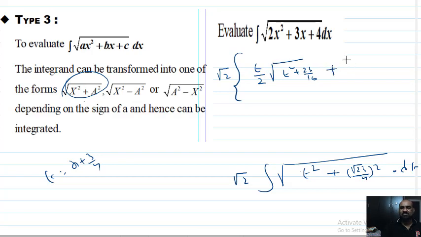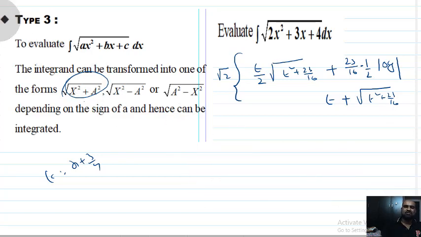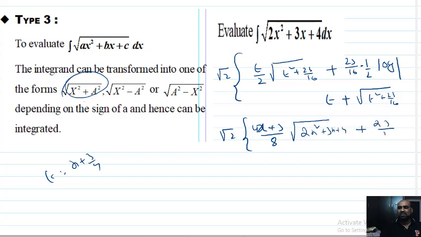Plus a square by 2. A square means 23 by 16, by 2. Here I will write logarithm of t plus root over t square plus 23 by 16. Okay, now I want to substitute things here. So root 2 integral, t means x plus 3 by 4, so directly, root over, if you simplify that, you will get 2x square plus 3x plus 4, plus 23 by 32. So here I am writing logarithm of modulus of x plus 3 by 4 plus root over, the same thing, that is 2x square plus 3x plus 4, plus C.